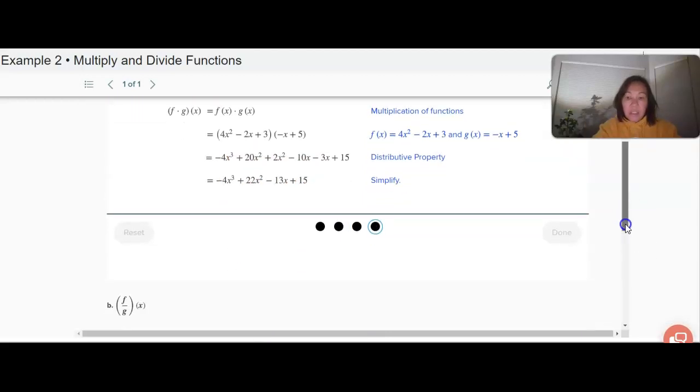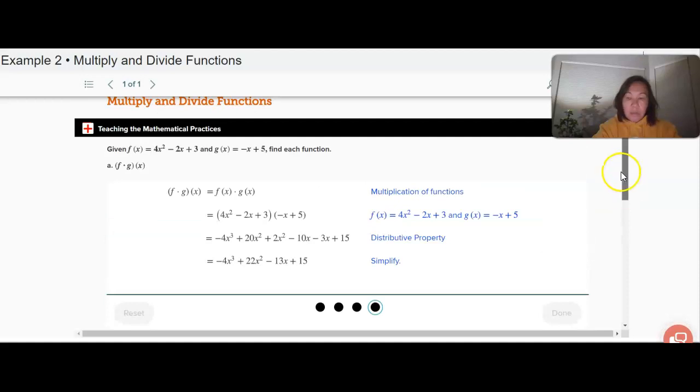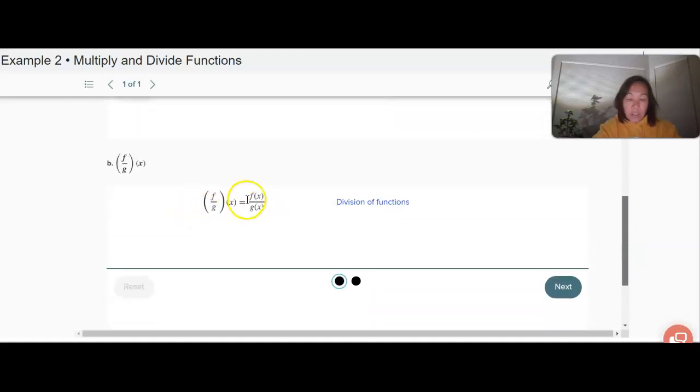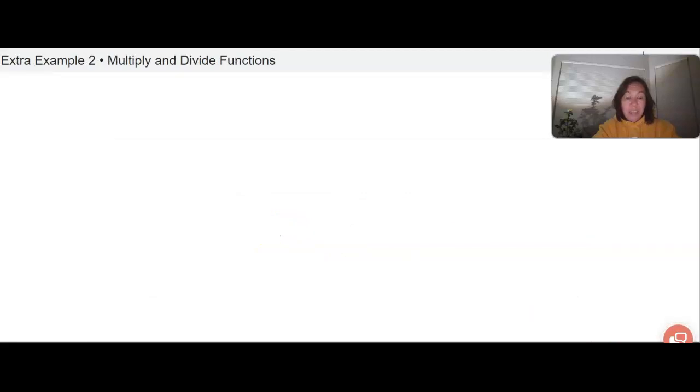Now with division of functions, f of x over g of x, we're literally just placing one over the other. Now if we can factor and simplify, we will, but in this case this won't factor. And so all we have is that we just literally put the top over the bottom and that's it, but also include any restrictions for the denominator. But that's all we're doing for dividing.